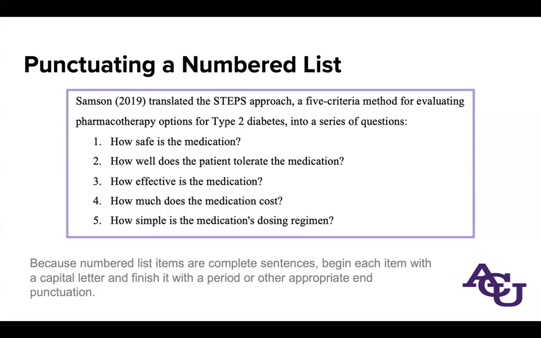1. How safe is the medication? 2. How well does the patient tolerate the medication? 3. How effective is the medication? 4. How much does the medication cost? And 5. How simple is the medication's dosing regimen? So here we have these numbered because it goes through a series of steps in order. It's the sequence in which you would evaluate the criteria for the method.